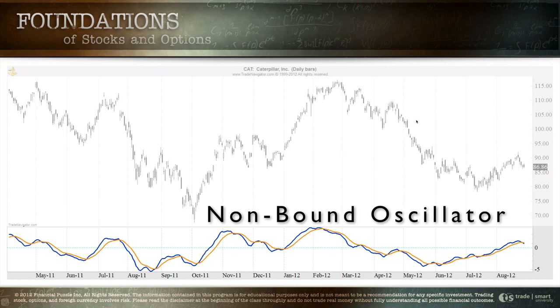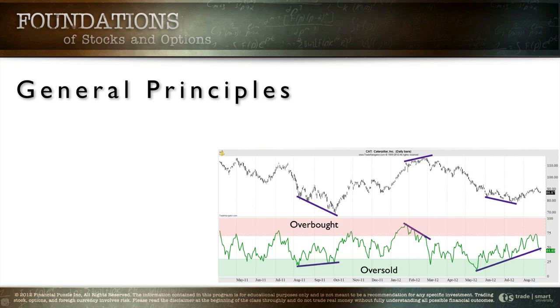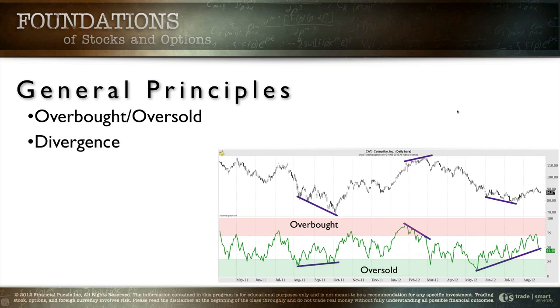All right, let's talk about some general principles of oscillators. There's a few general principles that one should consider. Number 1 is the principle of overbought, oversold. Number 2 is the principle of divergence. These are really the two primary principles that oscillators provide us. And then the third principle is the principle of trend analysis within the oscillator itself. Not within the stock, but within the oscillator itself. All right, so let's break each of these down.